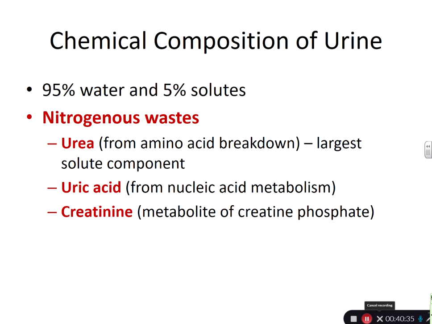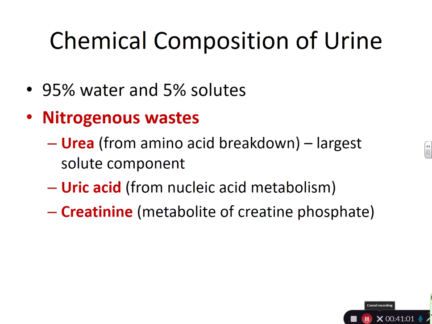It's 95% water and 5% solutes. Most of the waste that's in our urine is nitrogenous waste. Again, this is coming from your bloodstream. It's coming from metabolic reactions. It's waste we don't need. So urea is actually formed from the breakdown of amino acids. As you break down amino acids, you form this urea. This is one of the biggest components of urine.